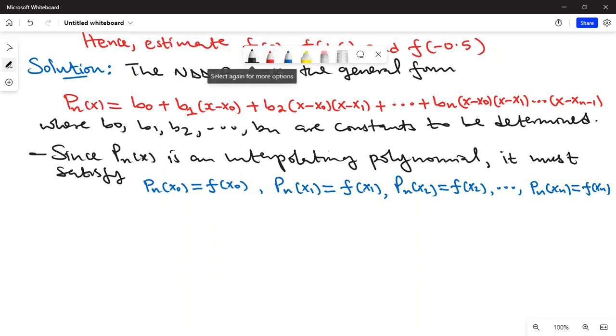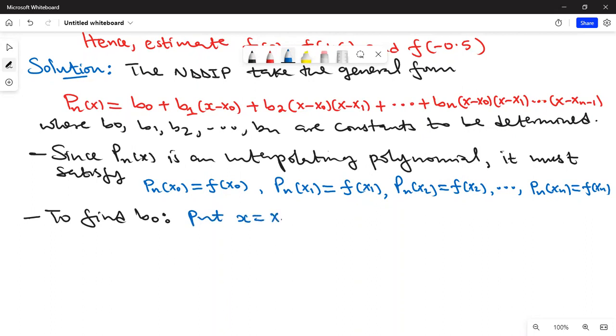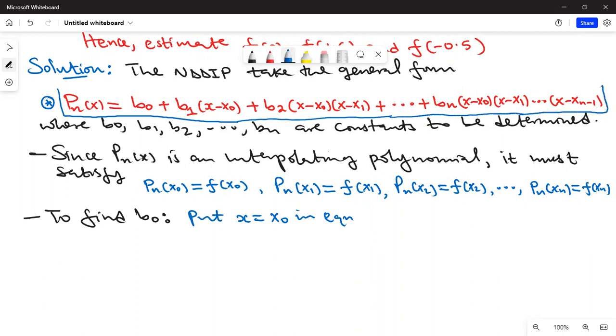So you can write, to find b0, what do we need to do? We need to put x equal to x0 in the equation. Of course, our interpolating polynomial, let's call it equation star. It is this one here. That is our interpolating polynomial. So I want to replace x by x0 so that we see what we are going to get.